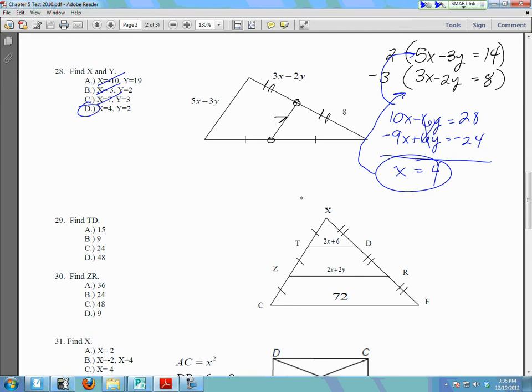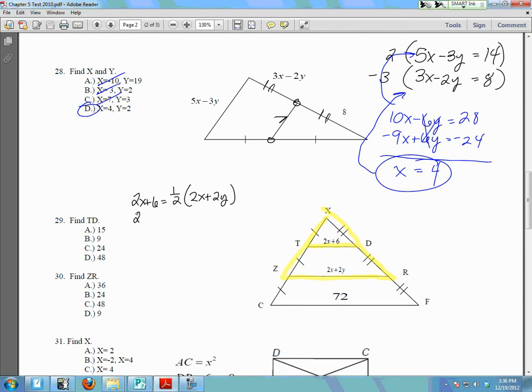Find TD. Okay, TD is the segment here, and I'm going to find that segment by looking at this triangle right here. TD is a mid-segment of that triangle, so I'm going to say the mid-segment, which is 2x plus 6, should equal half the base that's parallel to it, so 2x plus 2y.